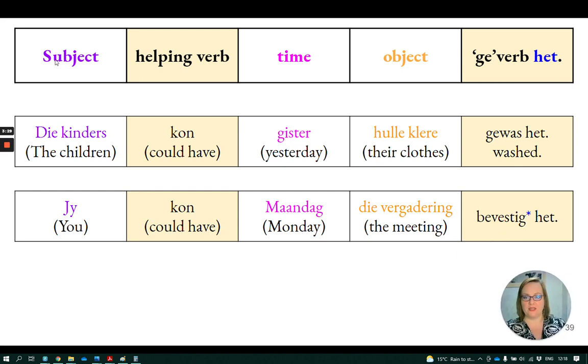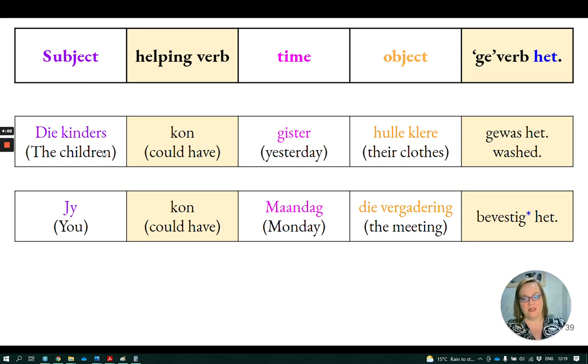Okay, so I just kept the sequence or the template at the top, and I start with kon, which is could have. Die kinders kon gister hulle klere gewas het. The children could have washed their clothes yesterday. So gewas means wash, the verb there, not was as in the past tense of is. Anyway, just a note: kon, helping verb, it moves the verb to the end, verb and het.